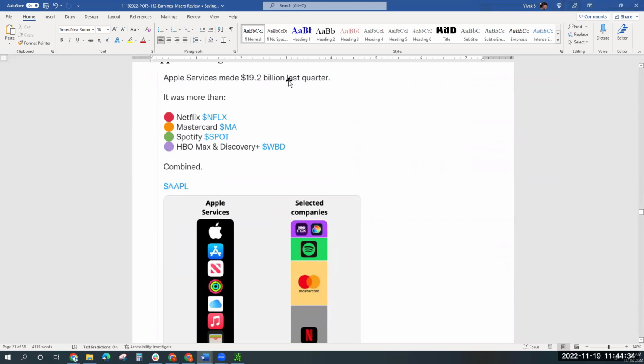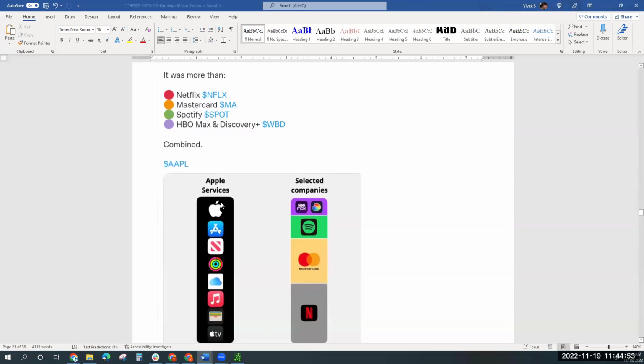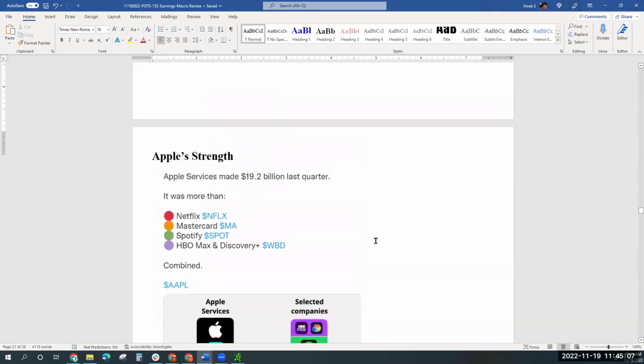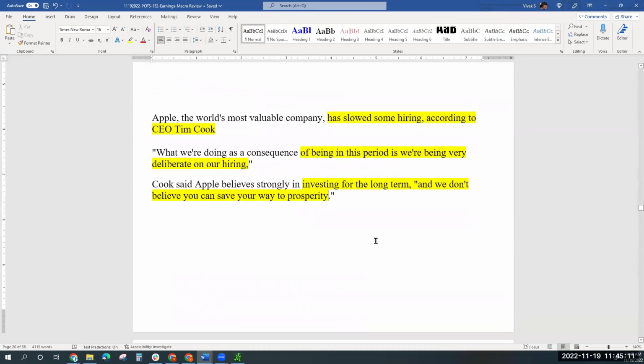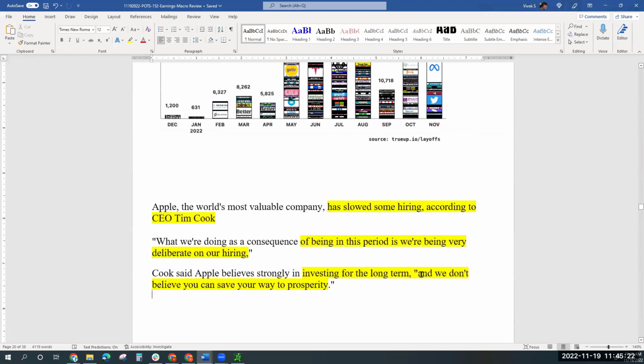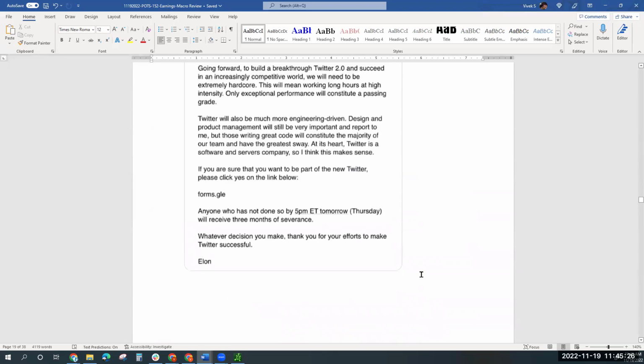Apple Services is an $80 billion annual run rate business, which wasn't even a business 5 years ago. They never even gave this number separately because it was such a minuscule amount. But just the services revenue is more than Netflix, MasterCard, Spotify, HBO, Warner Brothers, Discovery, all combined. I'm glad that Apple is the largest individual stock holding in my portfolio, and I'm still happy to keep it. It's still a great company to own.